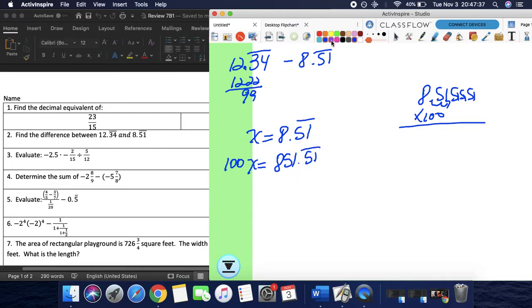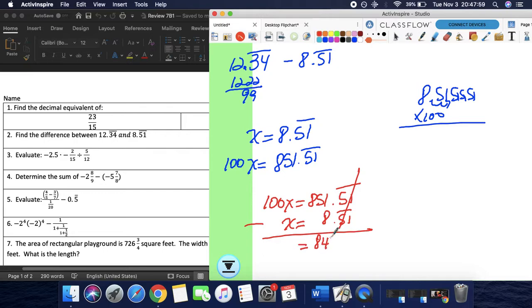Now let me rewrite this so that the bigger value is on top. So 100x equals 851.51 bar notation, and the other one is x equals 8.51 bar notation. Notice that if I subtract these two we can get rid of the repeating part, right? And then 851 minus 8 is going to be 843, and it's going to be 99x. 100x minus x is 99x. Divide both sides by 99, right? Because we want to isolate our variable, and x equals 843 over 99. Now I can bring that on top because 8.51 bar notation, its equivalent in fractional format is 843 over 99.